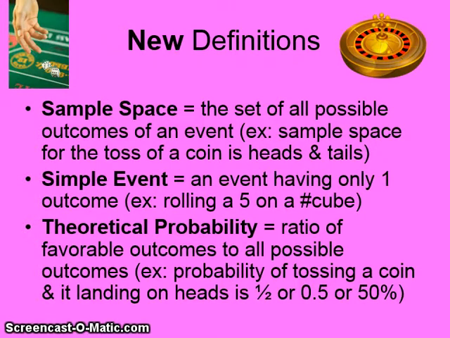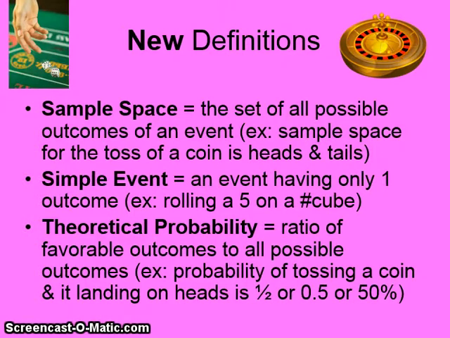A simple event is an event having only one outcome. For example, rolling a 5 on a number cube, or getting heads when you flip a coin. That's a simple event. And finally, theoretical probability. That's the ratio of favorable outcomes to all possible outcomes. Now, that word ratio indicates that we're going to need to divide. So we take the number of favorable outcomes divided by the number of possible outcomes.